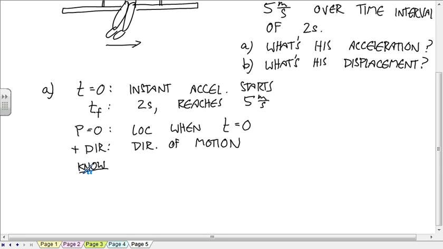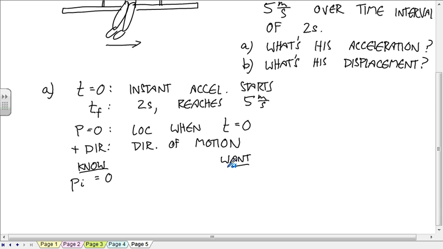Okay, do we know the initial position? Yep. And actually, anytime you choose your 0 position to be the location when time is equal to 0, what you've done is define p initial to be 0. Do we know p final? We know t final, but p final we don't know. And for part A, we don't care about that yet. That's what we're going to be looking for part B. I'm just going to leave it off.